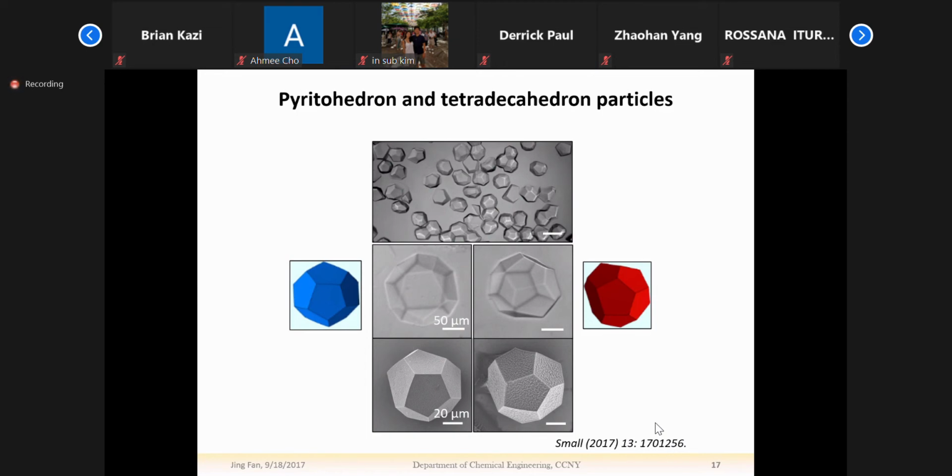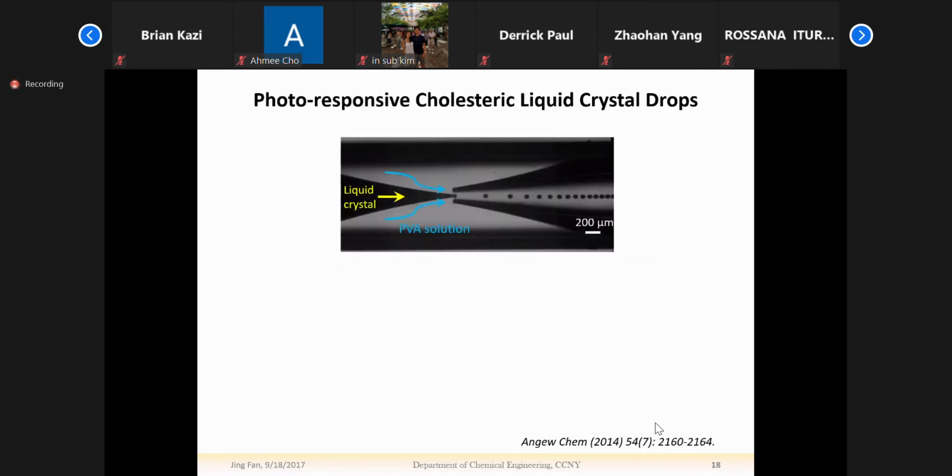This is the first example. The second example also comes from single emulsion droplets. So in this case, we generate some liquid crystal droplets. In particular, these are cholesteric liquid crystal droplets. I'm not sure how much you know about cholesteric liquid crystal.